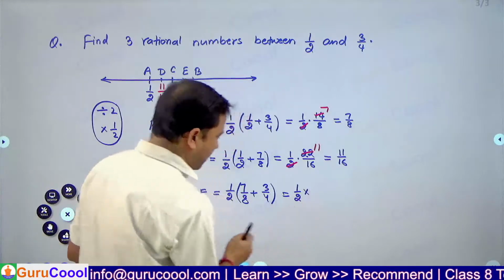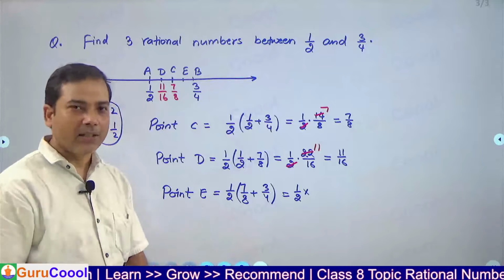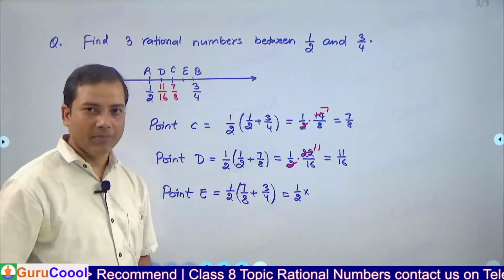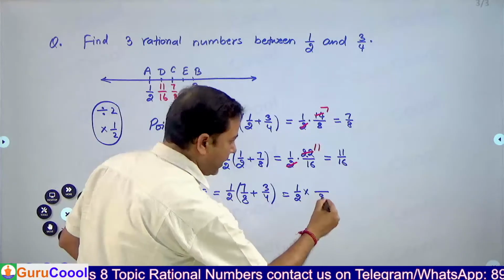1/2 times 8, 4. You can take LCM, whichever you think is easier. Now since the number is getting bigger and bigger, let's take LCM this time. This time I am taking LCM. 8 is the LCM. I am writing LCM 8.